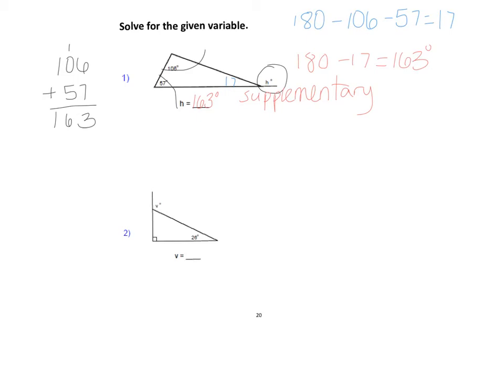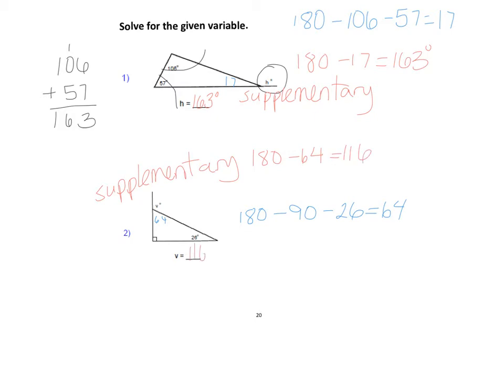We know that because of the triangle sum theorem, we could say 180 minus 90 minus 26 will give us 64, meaning that that angle is 64 degrees. And because of supplementary angles, we can say 180 minus the 64 gives us 116, so V is 116 degrees. So that was the triangle sum theorem.